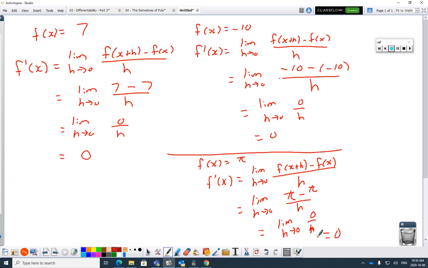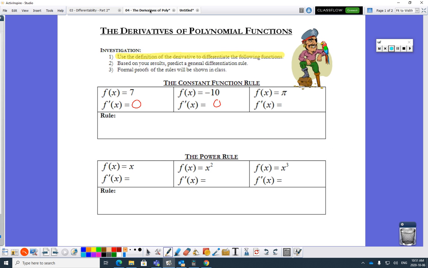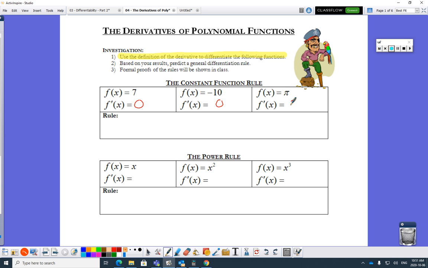The derivative of pi is 0. We're ready for our first rule of the day. The first rule of the day says, if you've got a constant function, whether it's 7, negative 10, pi, it doesn't matter where it is, this derivative is always going to be 0. I don't have to go through all that definition of the derivative stuff anymore.